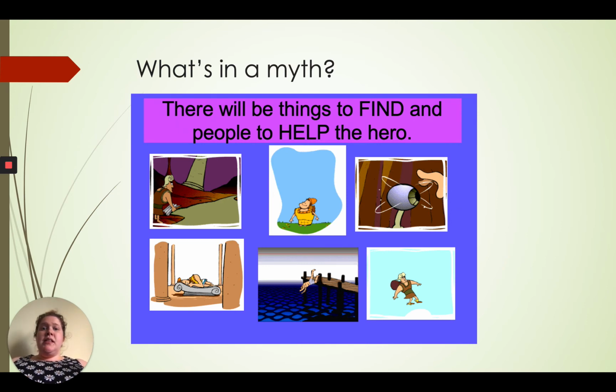There'll be things to find and people to help the hero. So what are you having to find? Who are you trying to find? Who's going to help you? You're going to have to think of all these different pieces of the jigsaw, fit them together. So write them down. Draw pictures of your characters. That will really, really help you.